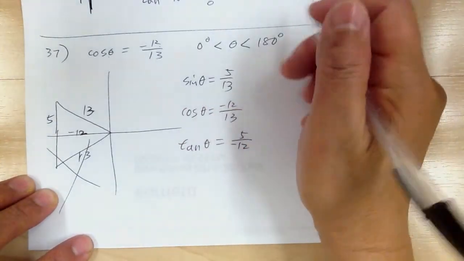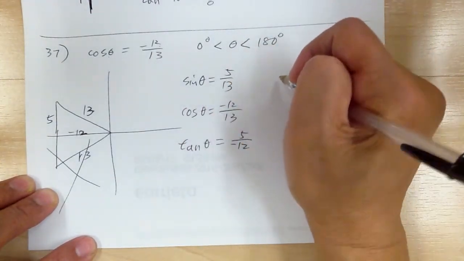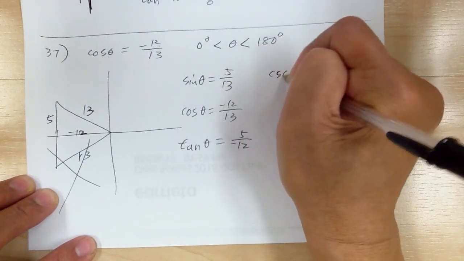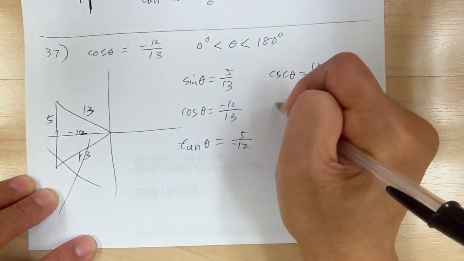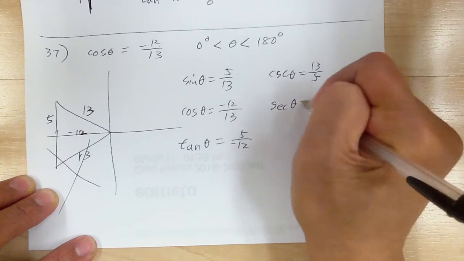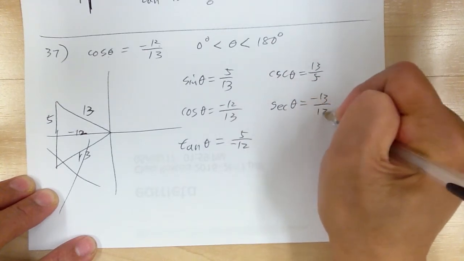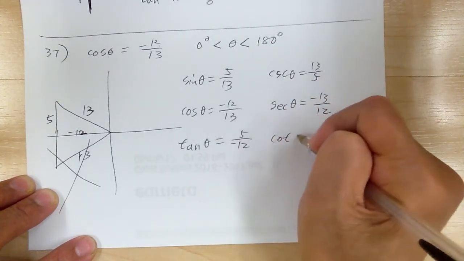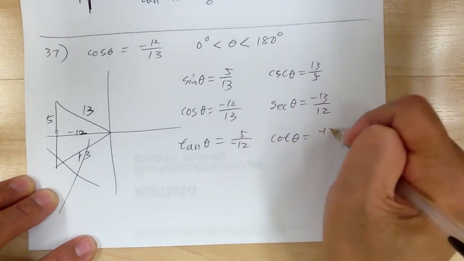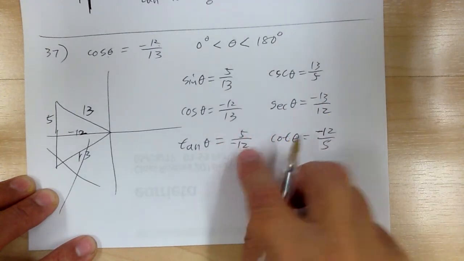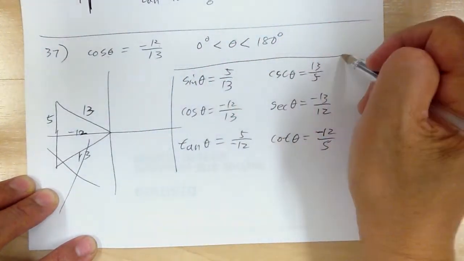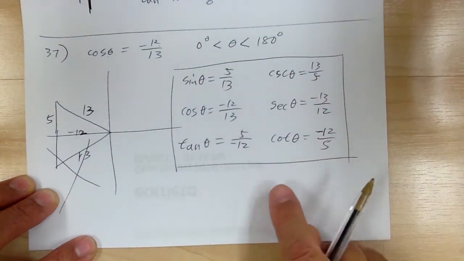And once you get the 3 primary, you can get the 3 secondary. So cosecant would be 13 over 5, and secant would be negative 13 over 12, and cotangent would be negative 12 over 5. Now the negative can go on the top, the middle, the bottom, it doesn't matter. Usually you want to put it on the top. And so that's it for number 37.